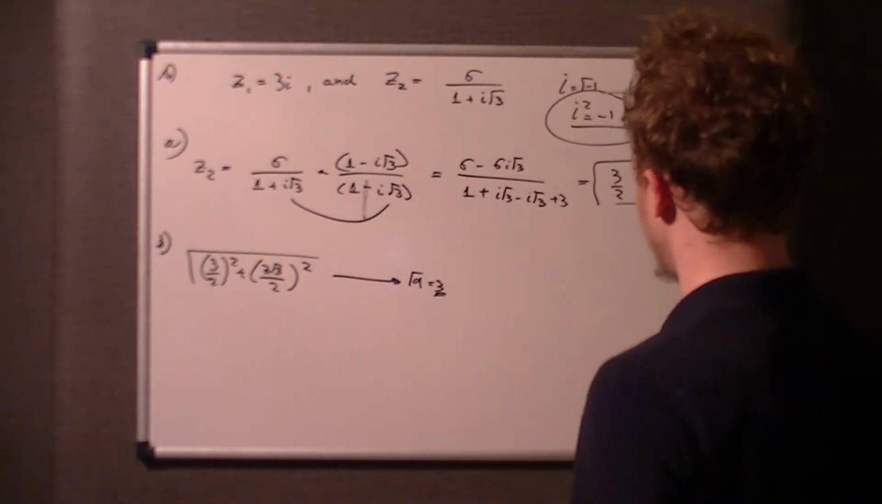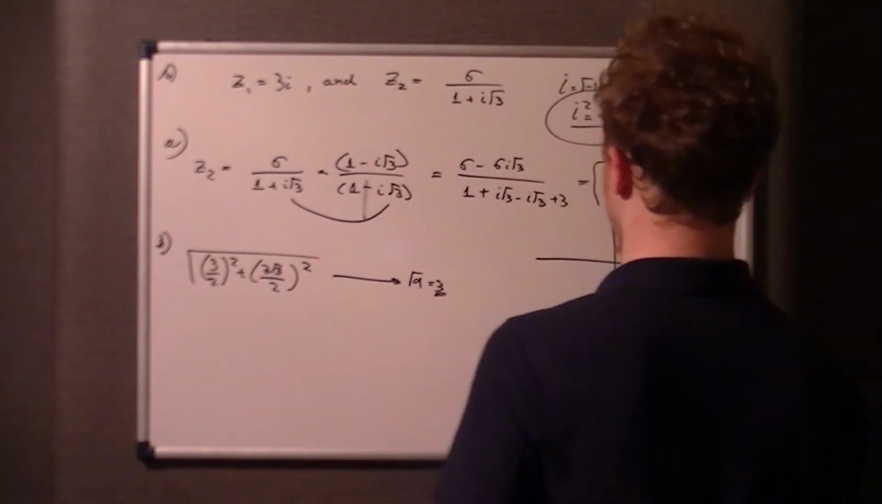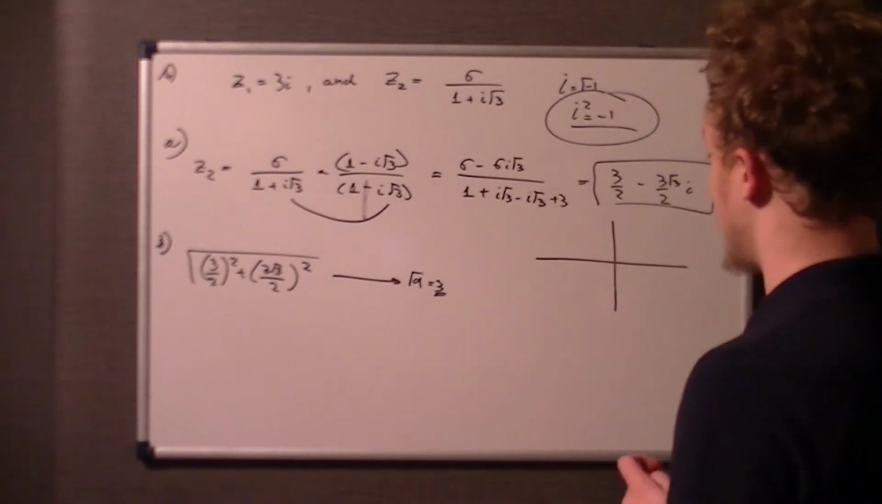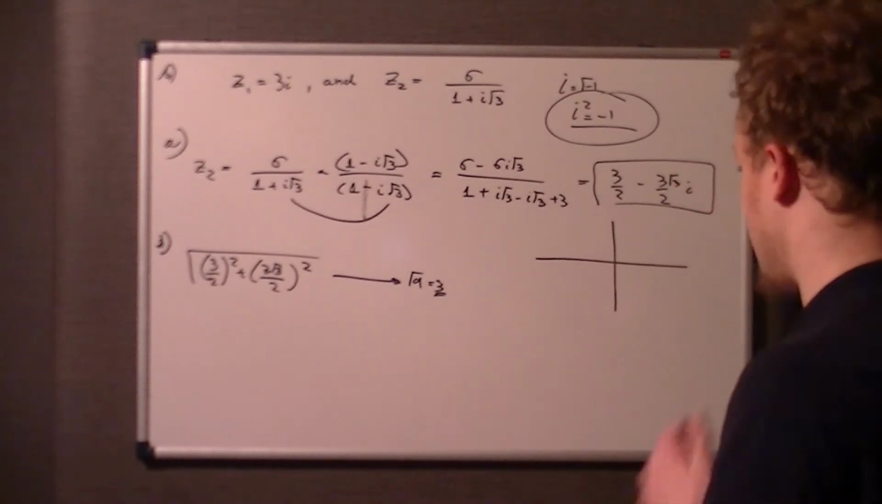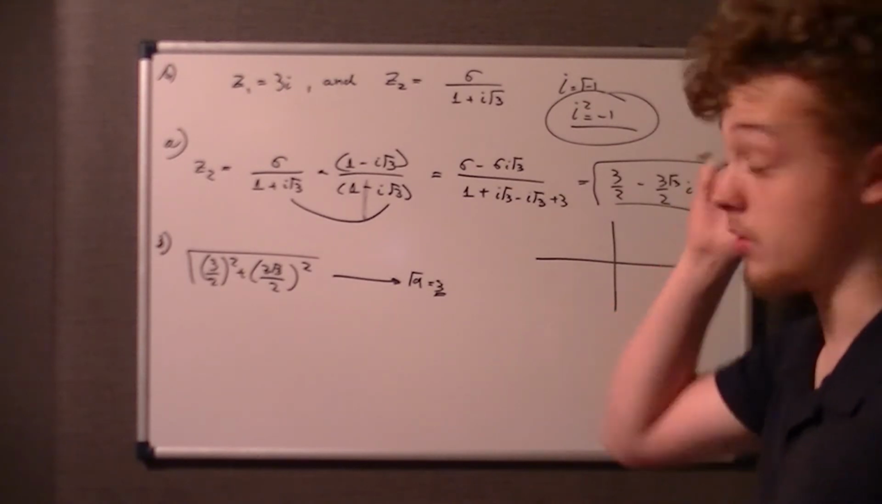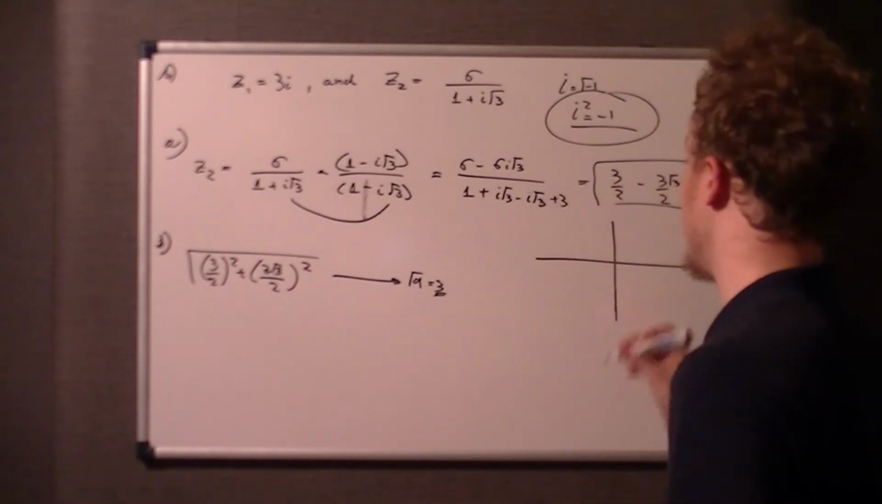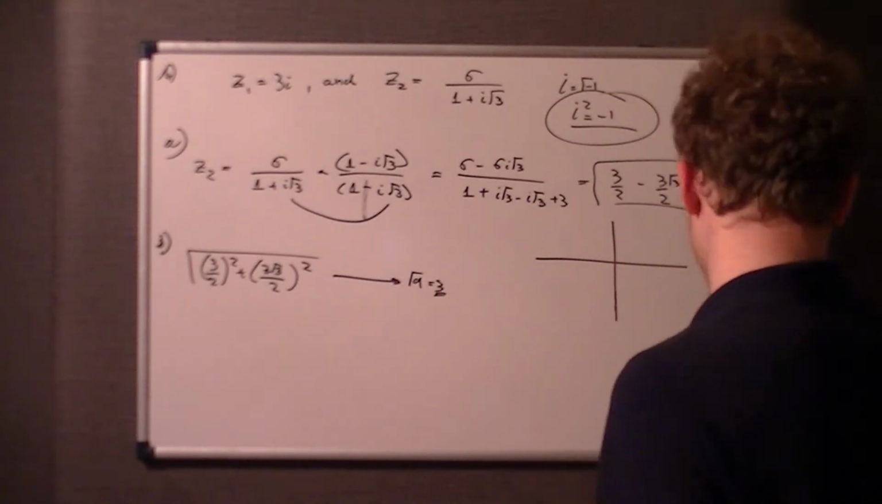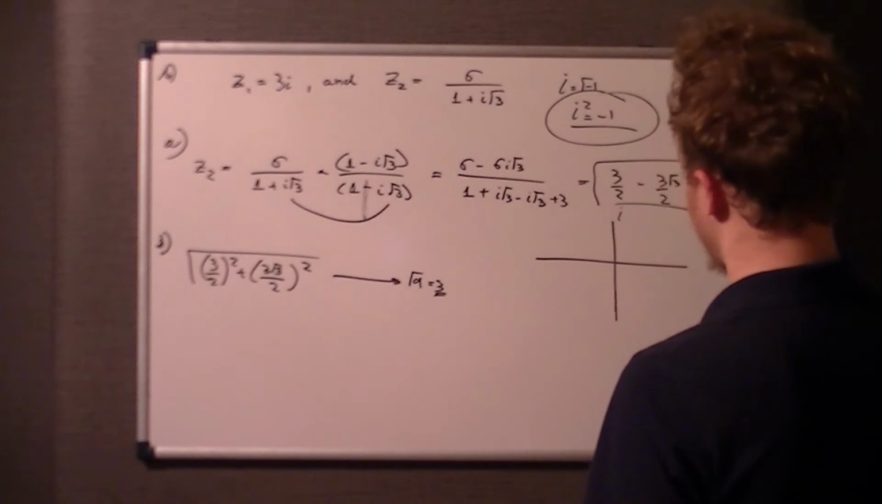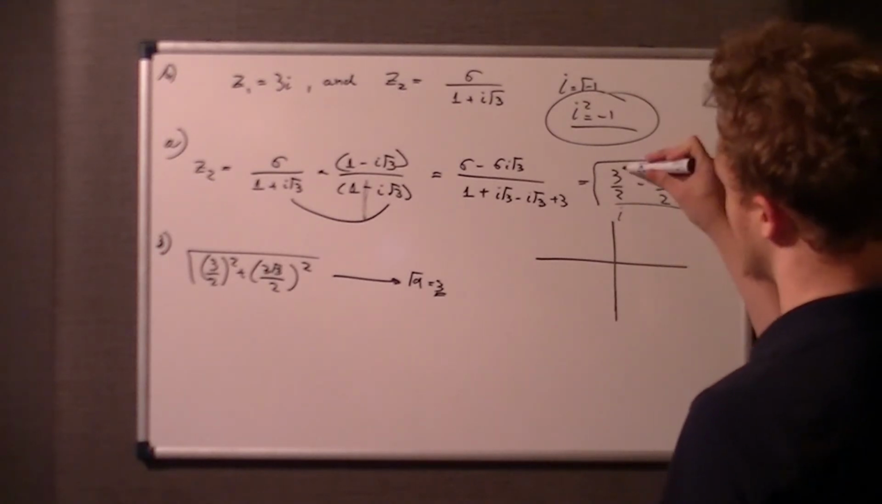Now the little diagram that I like to draw looks something like this. We know our Z number is 3 over 2 minus 3 root 3 over 2 i. You think of the first little bit as the x, and the second number, the minus 3 root 3 over 2, is the i component. It does help to draw that. You think of the y-axis as the i-axis, and the first number is the x.